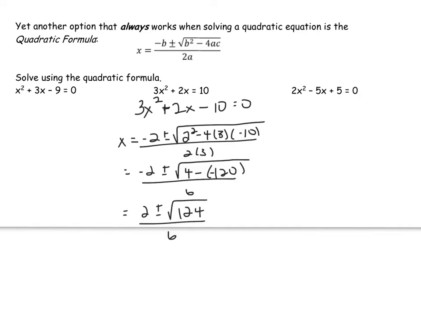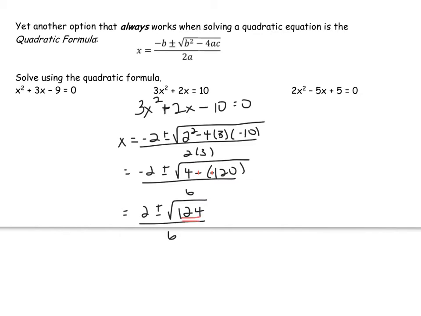Hopefully you can get to this point, and I stopped here because of the 124 on the inside. As I started plugging things into the quadratic formula, I noticed that the c value was negative. And as I did b squared minus 4ac, you have 4 minus, and then on the inside, 4 times 3 times negative 10 is negative 120. That means those two negatives cancel out and change to positive. That's how you get 124 on the inside.